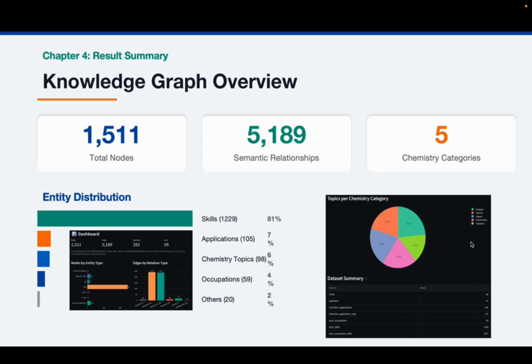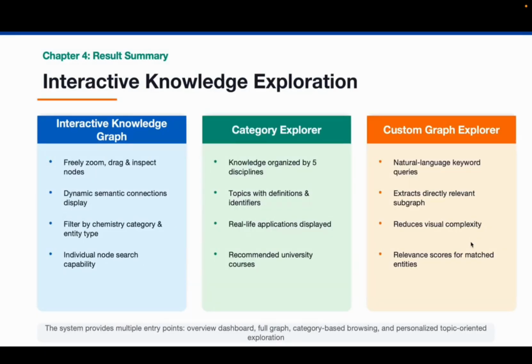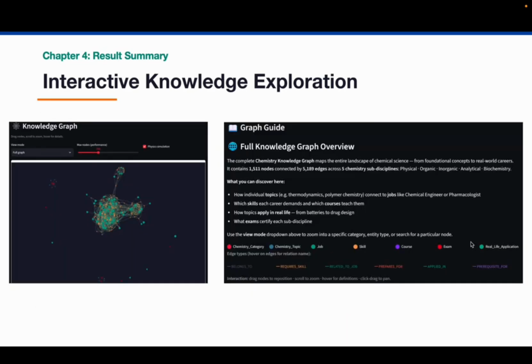The dashboard displays topics across physical, organic, inorganic, analytical, and biochemistry, confirming broad disciplinary coverage. Users can zoom, drag, and inspect nodes in the interactive graph. 3 exploration modes are available. The full graph supports filtering by category and entity type. The Category Explorer organizes knowledge by the 5 disciplines with definitions and applications. The Custom Explorer builds subgraphs from natural language queries with relevance scoring. The dashboard provides a complete dataset overview.